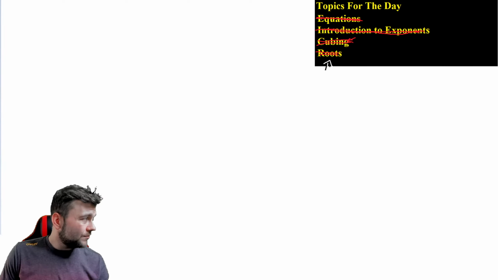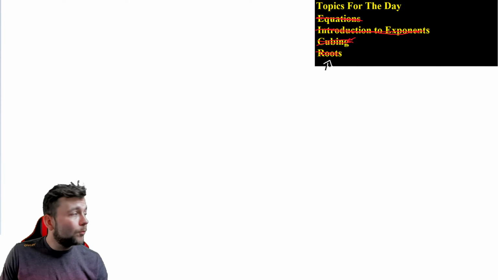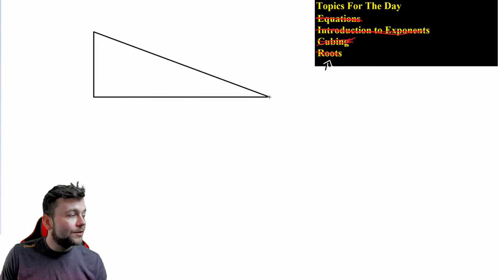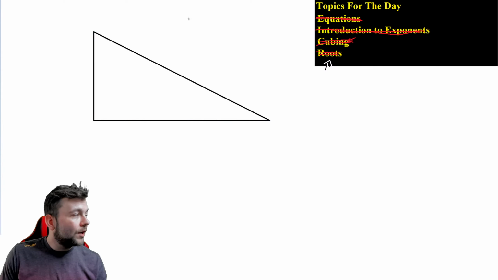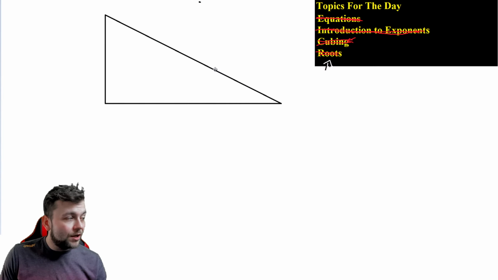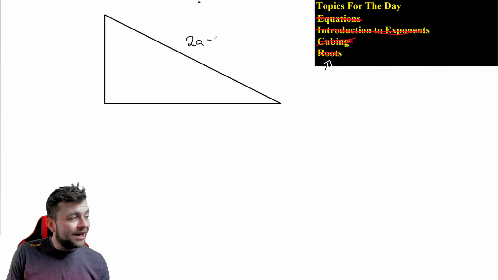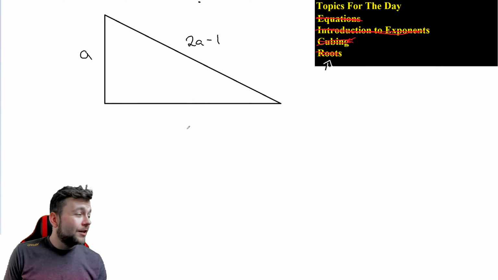But let's just go ahead, and our problem here, this is going to be a challenging one. It is something like this. We have a triangle. Okay? A crazy big triangle. This is going to be an equations problem. Okay? And the side over here is going to equal 2a minus 1. The side over here will equal a. And the side down here will equal 2a.